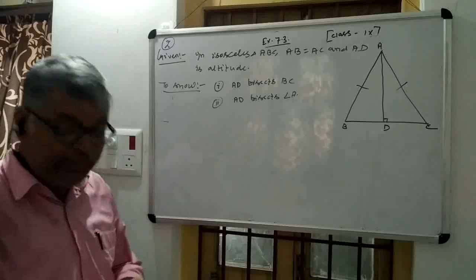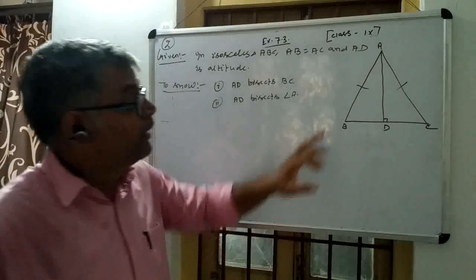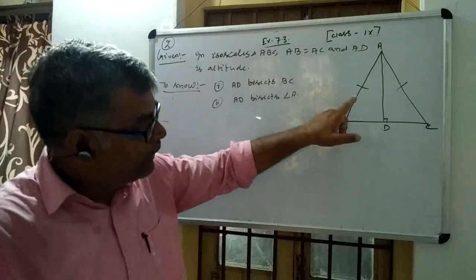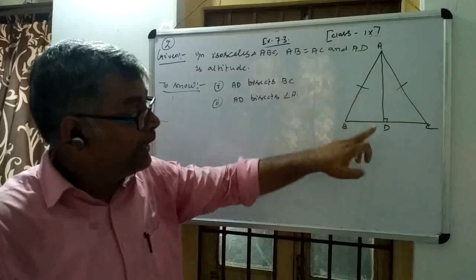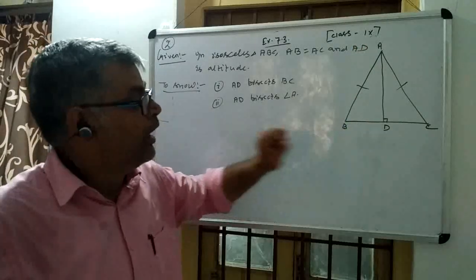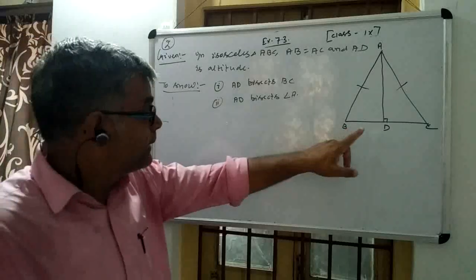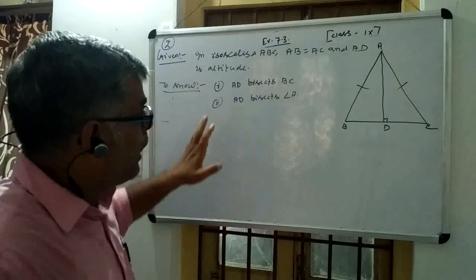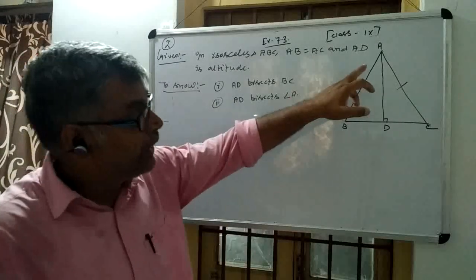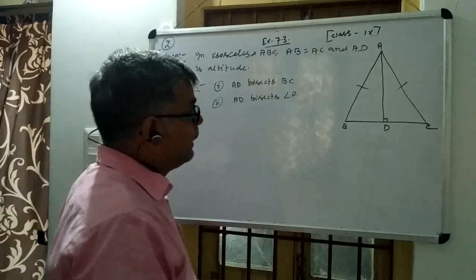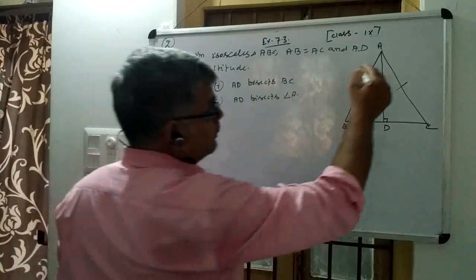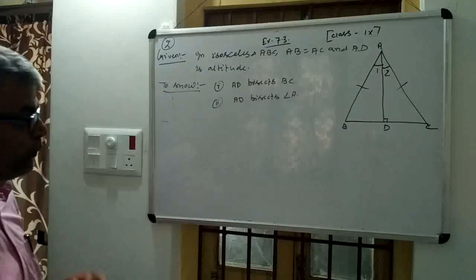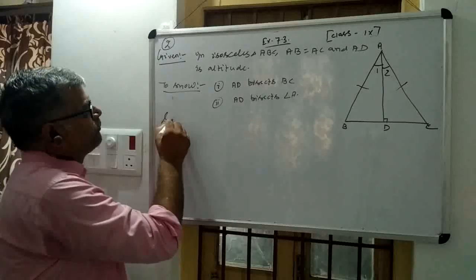First of all, what is given? You must have in your mind that it is given that triangle ABC is an isosceles triangle in which AB equals AC and AD is its altitude. Then we need to show that AD bisects BC. It means that we need to show BD equals DC. That is the first part. And AD bisecting angle A means that we need to show this angle is equal to angle 2. Suppose I give the numbering: angle 1 equals angle 2. Now this is to be proved.